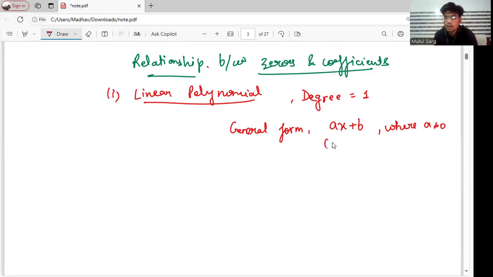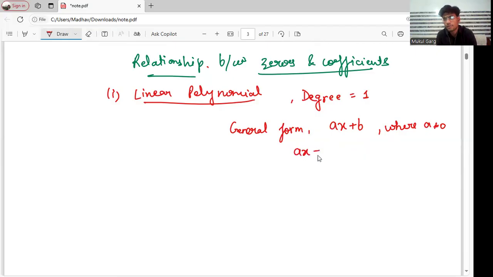क्यों? अगर a जीरो हो गया, पुट करो 0 into x plus b, तो हमारे पास क्या बचेगा? सिर्फ b बचेगा. 0 into x will be 0 and b is a constant. b is a constant, so it will be a constant polynomial, not linear. तो linear के लिए हमें ax तो चाहिए ही चाहिए, डिग्री तो 1 चाहिए ना, तो इसीलिए a can never be 0. Then let's try to find out its 0.